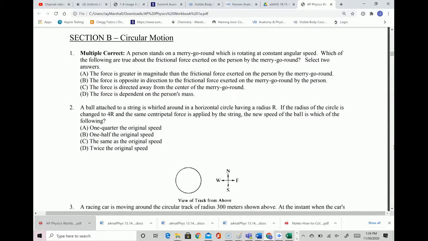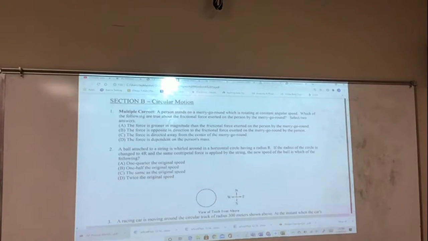Right? A ball is attached to a string, whirled around in a horizontal circle having radius r. We did that. If the radius of the circle is changed to 4r and the same centripetal force is applied by the string, the new speed of the ball will be which of the following? Okay, my advice to you is never to try and logic one of these out, but to actually write out the formula. You know that, oops, can I not write on that?